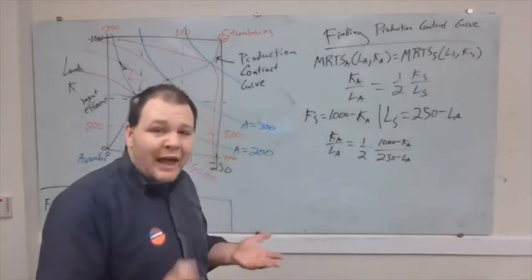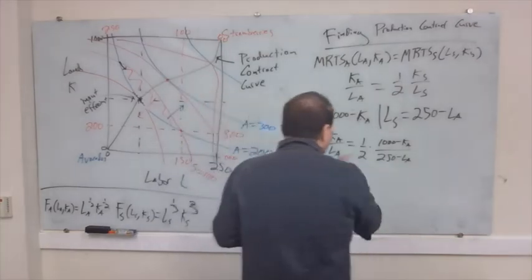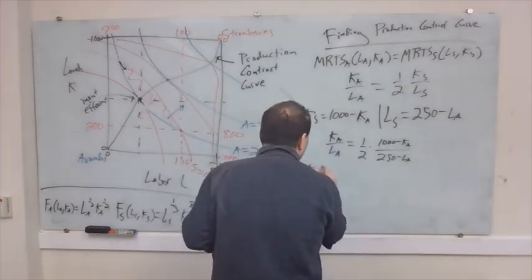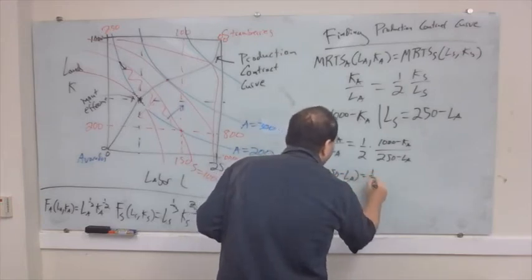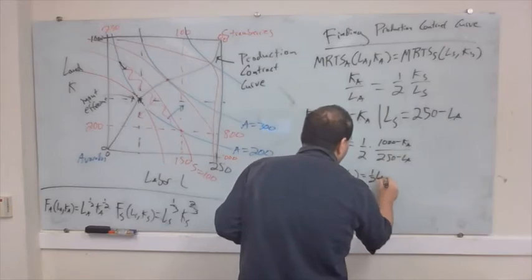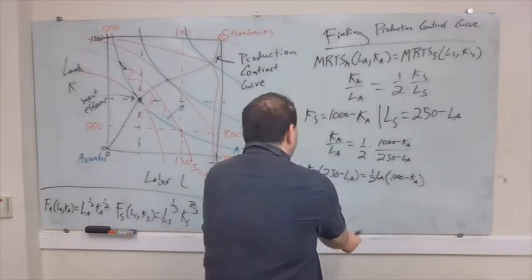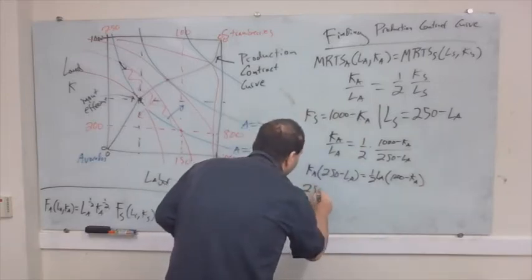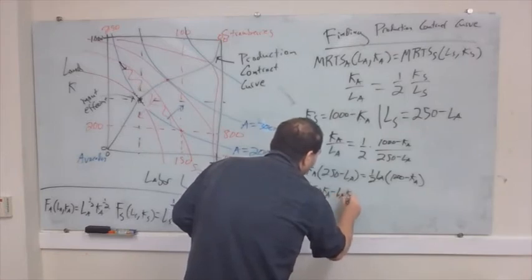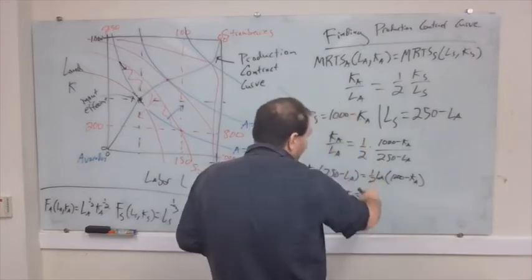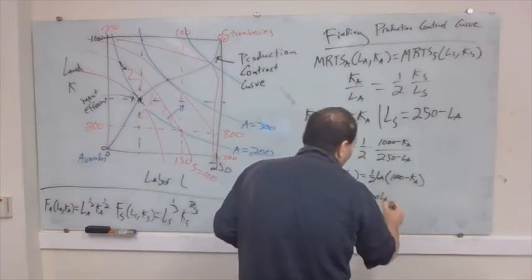And from here I just have an algebra problem, although it's slightly more gnarly than the algebra problem we dealt with last time. So I can multiply everything up. I can say K_A times (250 minus L_A) is going to equal 1/2 times L_A times (1,000 minus K_A). So 250 K_A minus L_A times K_A is going to equal 1/2 L_A times 1,000. That'll be 500 L_A minus 1/2 L_A times K_A.